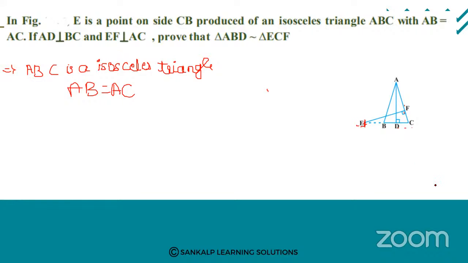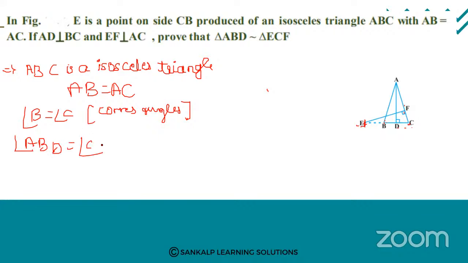And with two sides, two corresponding angles are also equal. That is B is equal to C. Okay. So angle B is equal to angle C. These two are corresponding angles of an isosceles triangle. Now, when B is equal to C, we can write it as angle ABD is equal to angle ECF.